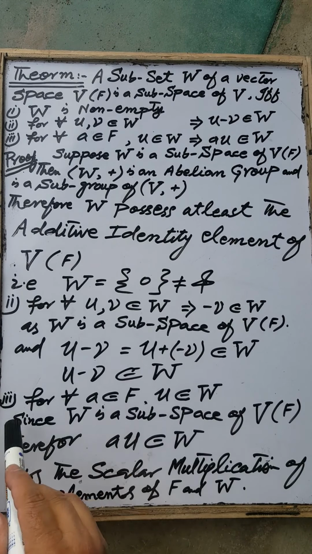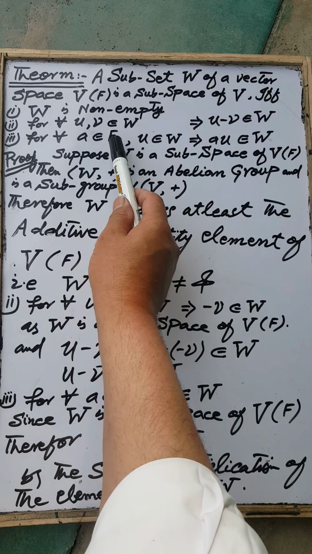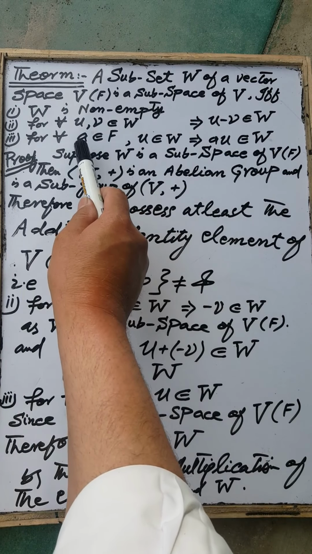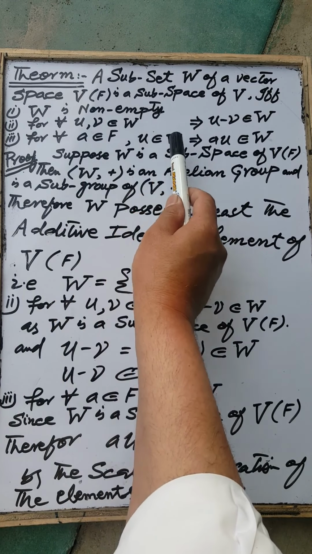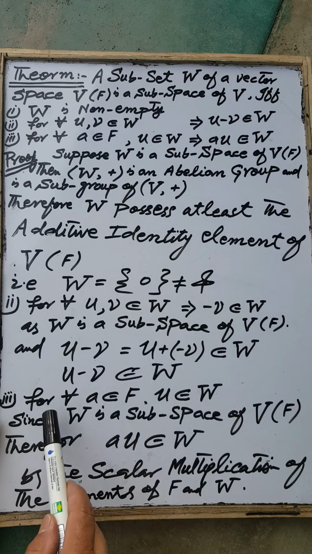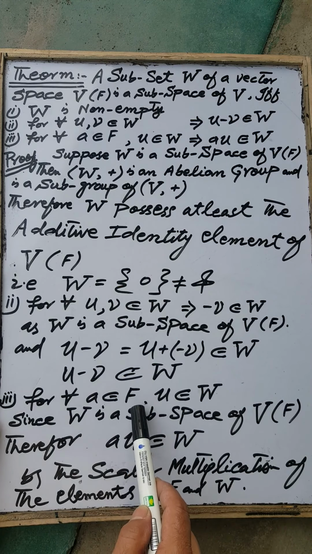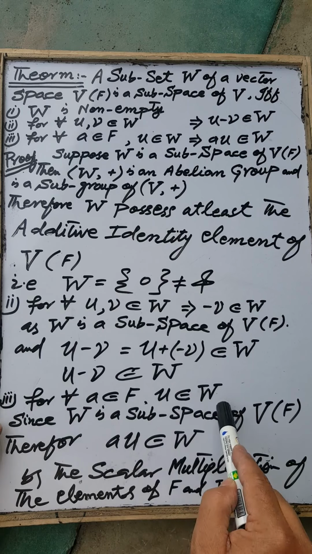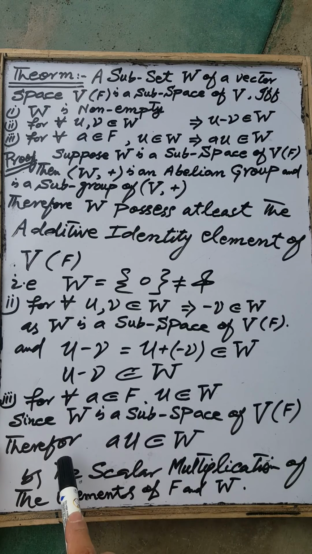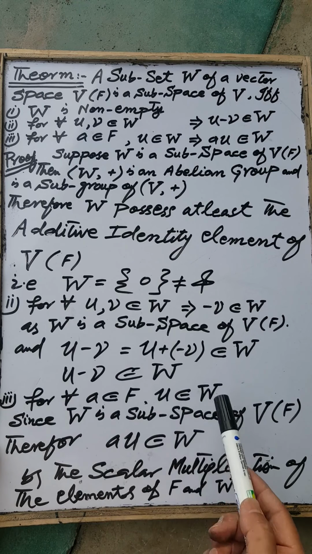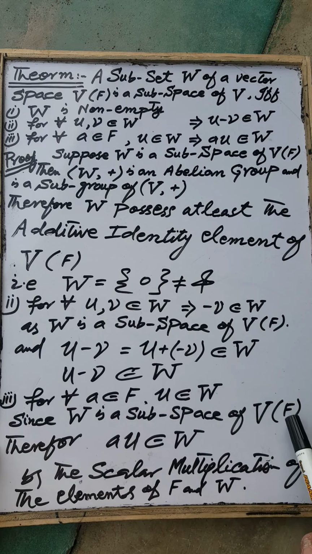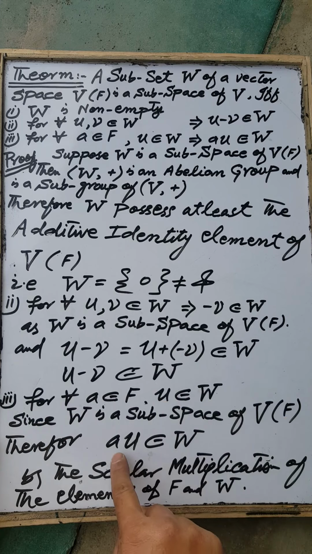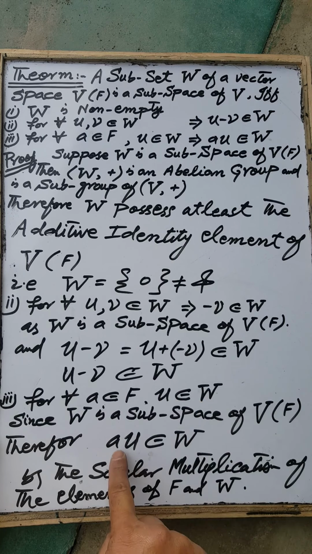And the third condition to prove is that for any scalar A and any vector U, the scalar multiplication of the scalar A with the vector U is contained in W. For each scalar A in the field F and any vector U from W, where W is a subspace of the vector space V over the field F, A multiplied by U is contained in W. Therefore, the scalar multiplication of the elements of the field with the elements of W is contained in W.